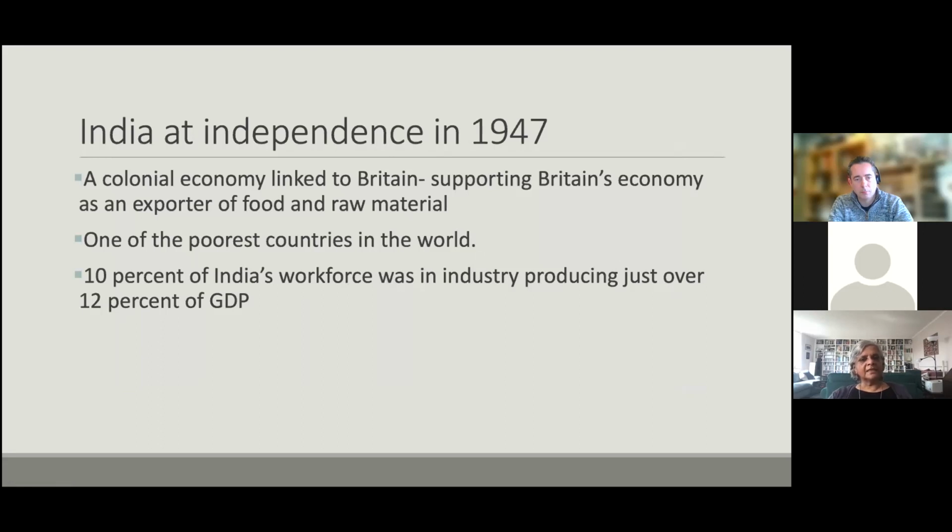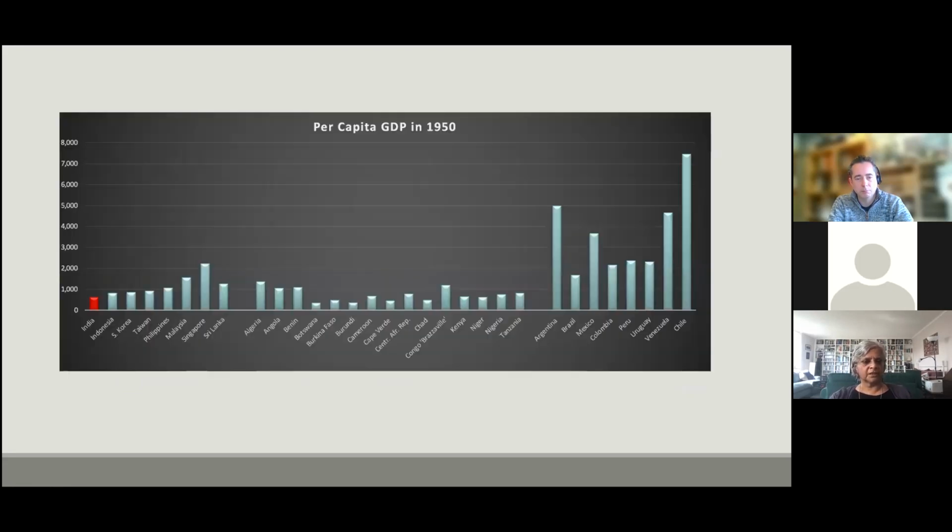So what did India look like at independence in 1947? It was a colonial economy which was linked to Britain, mainly an exporter of food and raw material. It was one of the poorest countries in the world. 10% of India's workforce was in industry producing 12% of GDP. So this is actually quite a small share of total industry.